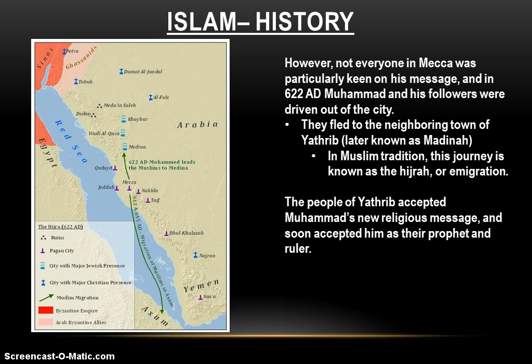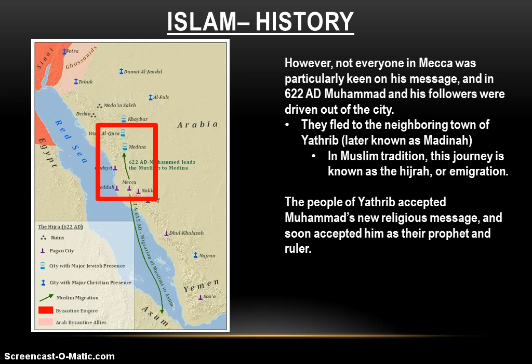So not everybody liked Muhammad and his message, and ultimately in 622 AD, Muhammad and his followers were driven out of the city by a group of their rivals. They ended up fleeing north to a neighboring city called Yathrib. Now today it's called Medina, but they flee for their lives because they're being run out by these rivals of theirs. In Muslim tradition, the journey from Mecca to Medina is called the hijra, or the emigration.